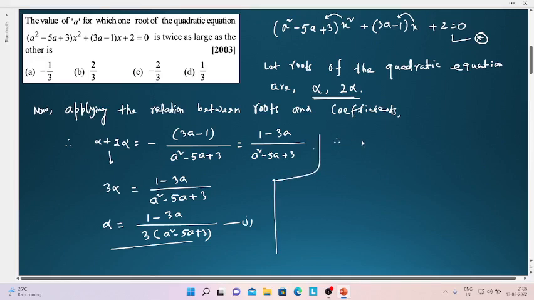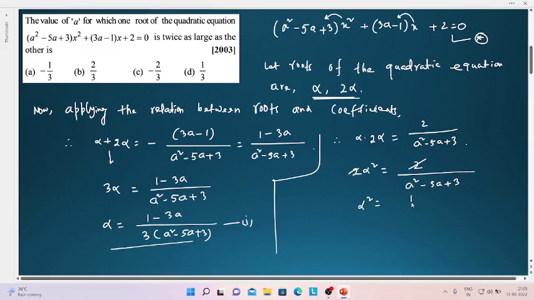What will be the product of the roots? It will be alpha times 2 alpha, which equals c upon a. Here c is 2 and a is a square minus 5a plus 3. So it will be 2 alpha square equals 2 upon a square minus 5a plus 3. The 2 will cancel out, and we get alpha square equals 1 upon a square minus 5a plus 3. So here we have got alpha, and here alpha square. We have to find the value of a.